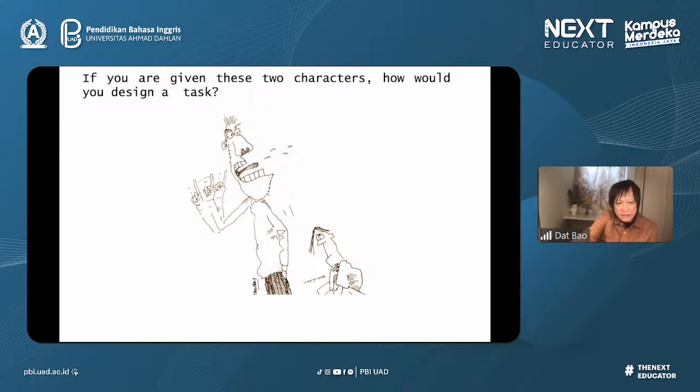But of course, you don't do that for every lesson. Sometimes you change, you use other things.